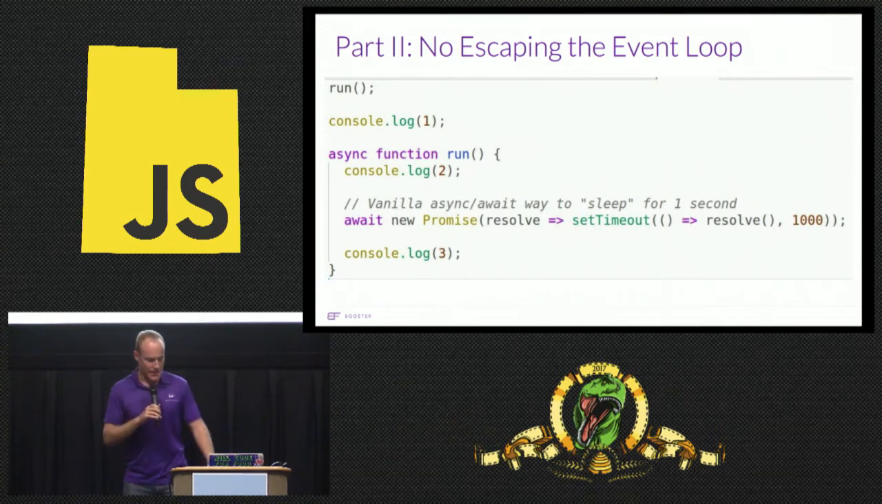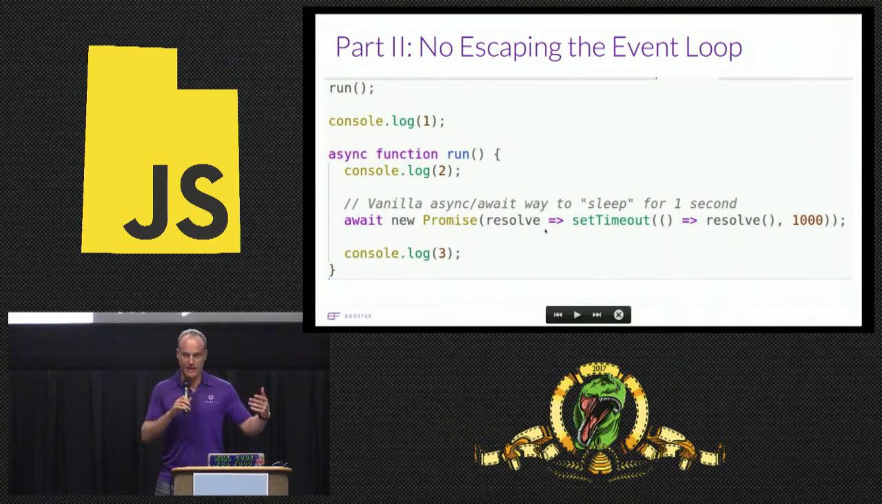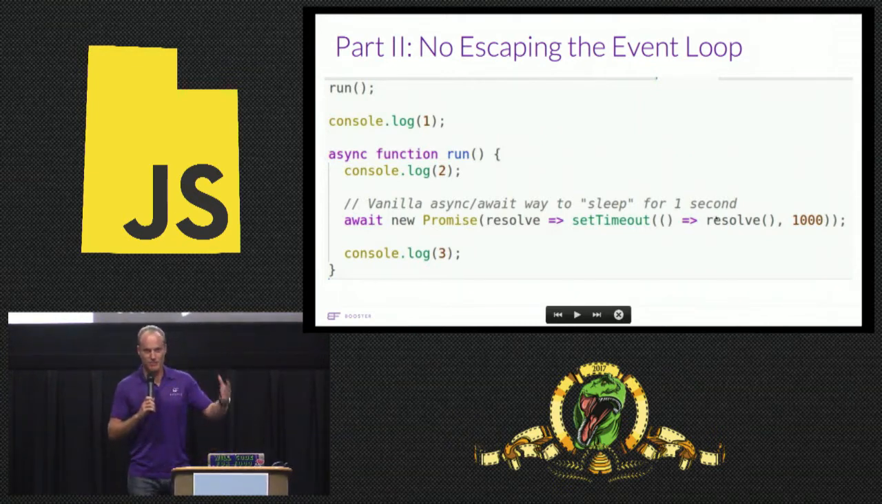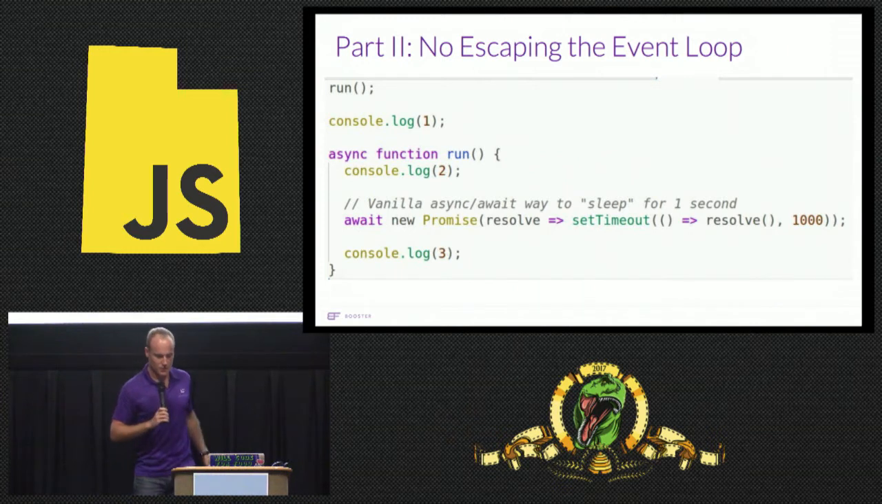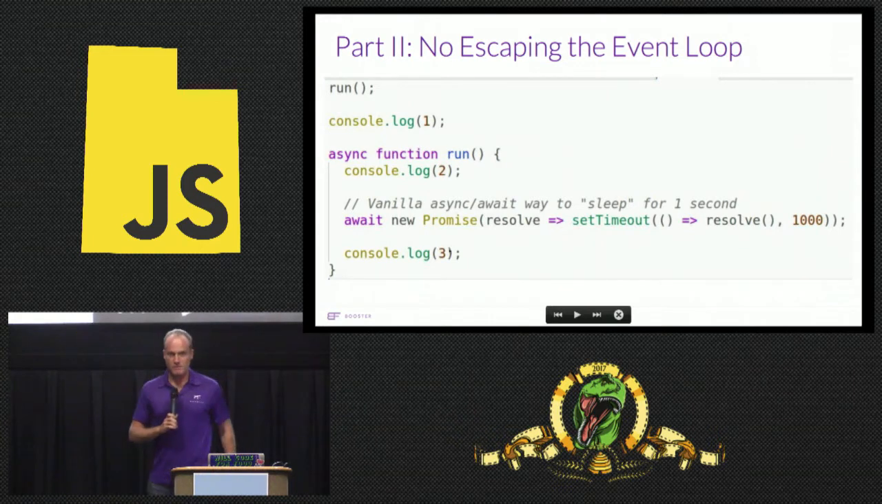And this await is the vanilla async await way of sleeping for 1 second. So you await on a new promise that resolves on a setTimeout. You create a promise that resolves on a timer within the executor function. And then after that, you'll print out 3.